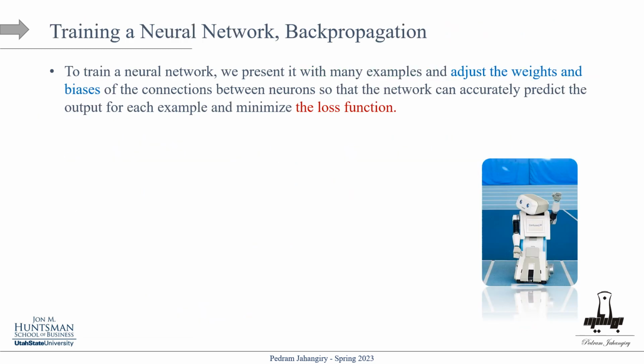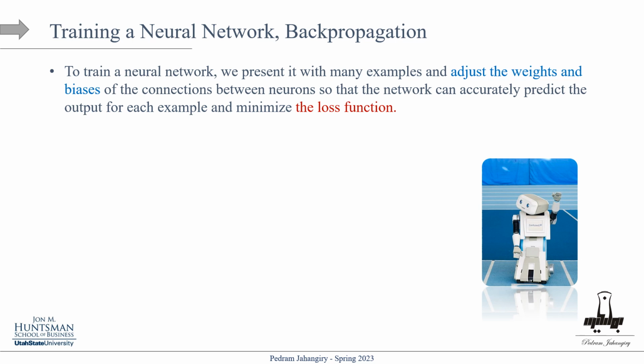Now let's talk about how we train this neural network, this deep neural network that we just talked about. At the heart of it, there is this algorithm or process, you may want to call it, backpropagation. To train a neural network, we're going to throw thousands or millions of observations at the network, and the network is going to adjust the weights and biases so that it can accurately predict the outputs from each example, right? And it's going to do that by minimizing the loss function.